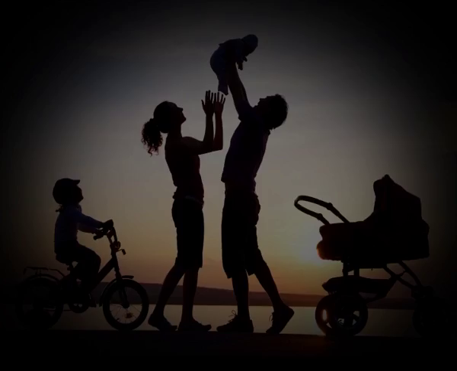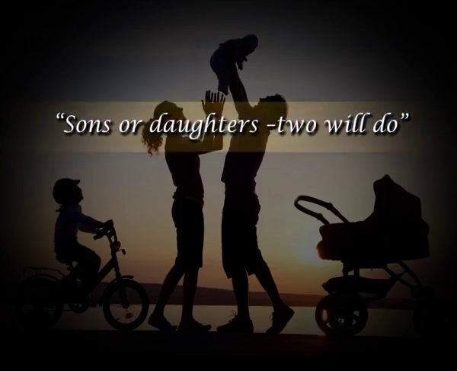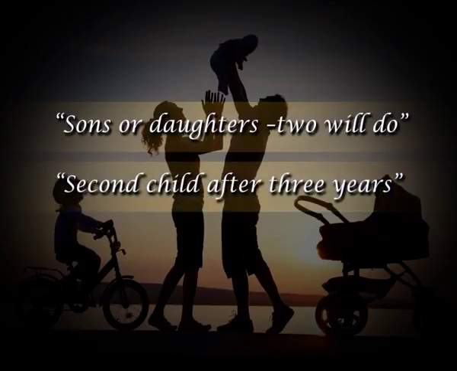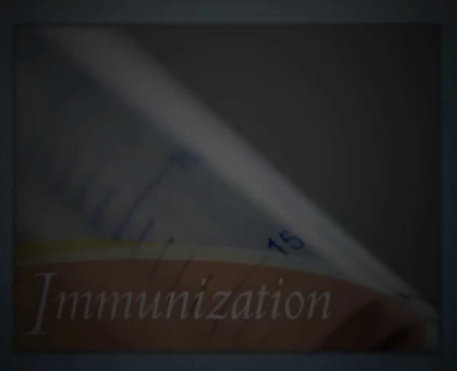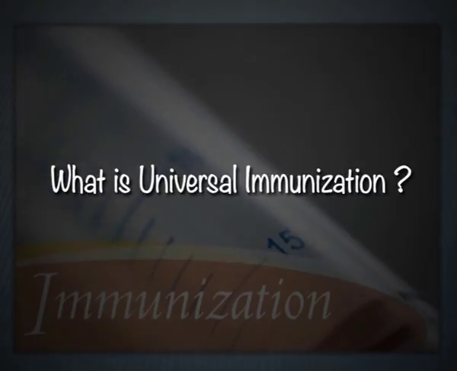But in view of the seriousness of the situation, since the 1980s, the campaign has advocated only 2 children. The current emphasis is on 3 themes. Firstly, son or daughter, 2 will do. Second is second child after 3 years. And thirdly, but not the least, universal immunization. Let me talk briefly on what is universal immunization. The Universal Immunization Program is a program launched by the Government of India with an objective to reduce mortality and morbidity resulting from vaccine preventable diseases. It focuses both on immunization of children as well as pregnant women.